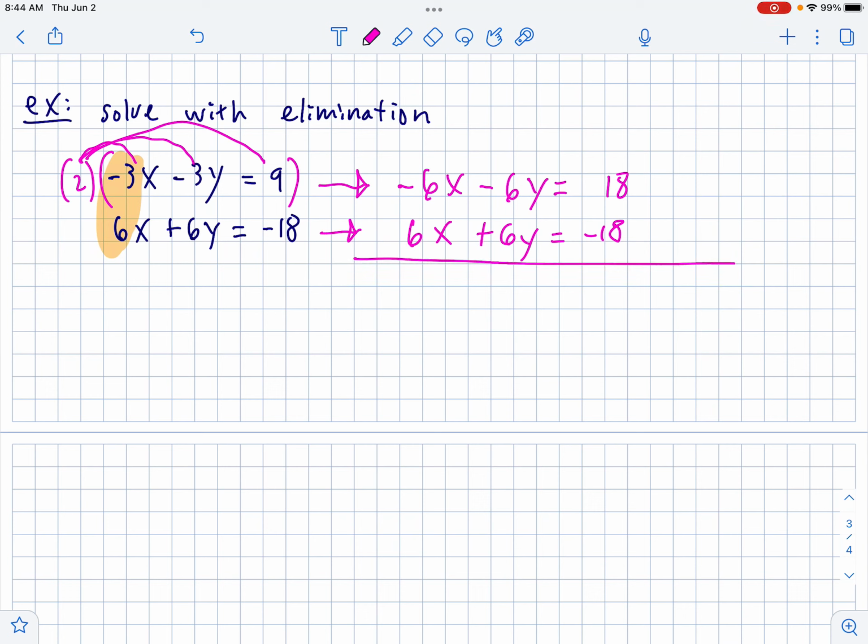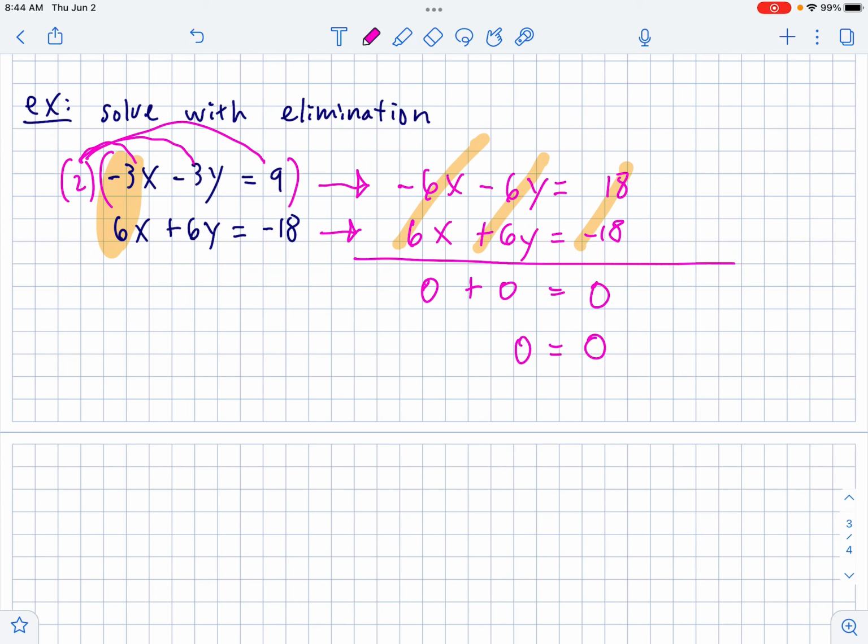Now, you guys, another special case. If we add everything together here, 6x and negative 6x cancel each other out, which is great. But then 6y and negative 6y also cancel each other out. So we get another 0. And then 18 and negative 18 also cancel each other out. So we get 0 is equal to 0.